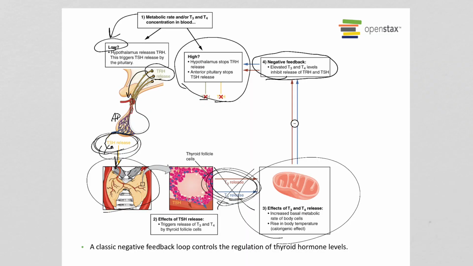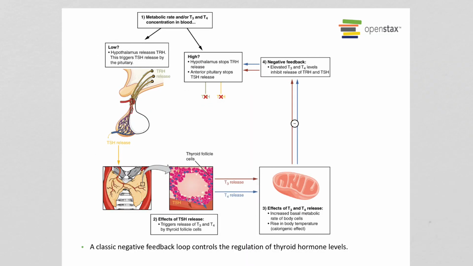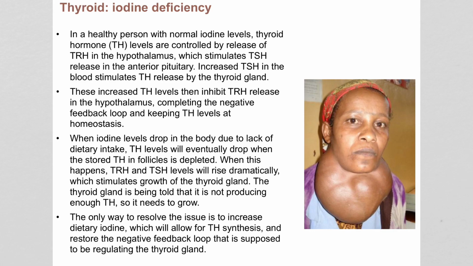The end result is T3 and T4 levels go way down, and your hypothalamus is going to dramatically ramp up TRH production, which will dramatically stimulate TSH released from the anterior pituitary. And when TSH levels get high enough, the thyroid takes that as a sign that something's going wrong, it's not able to produce enough hormone, and it starts growing. And the end result of that is something called a goiter, which this is an extreme case in the picture that's shown here.